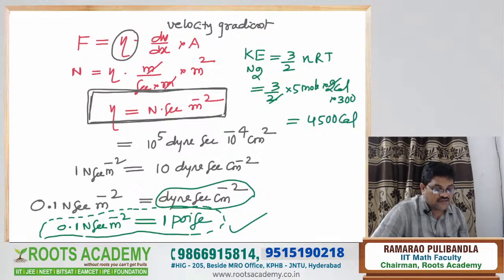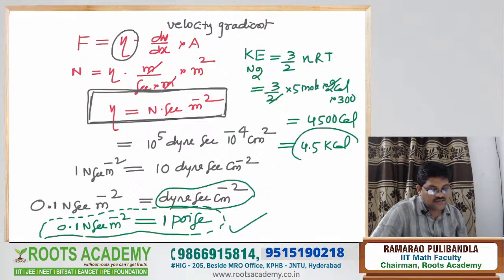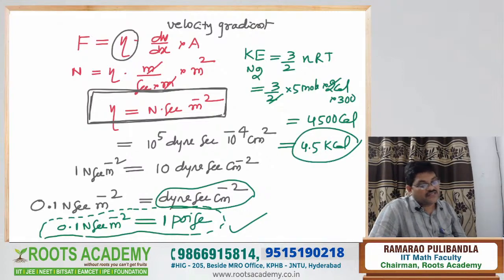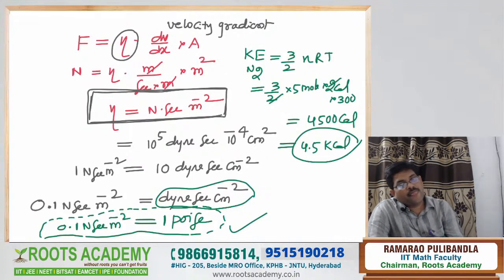4,500 calories is equal to 4.5 kilocalories. This is the kinetic energy of what? The kinetic energy of the N2 gas in kilocalories. Repeat once again, Nana. What is the formula for kinetic energy of the N2 gas?